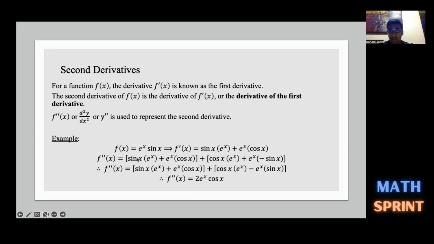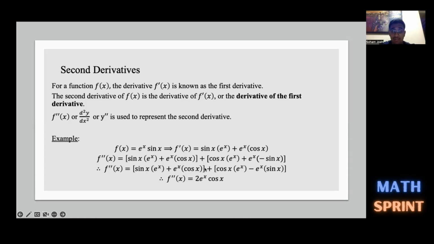So if we were just to find the derivative functions of g of x and h of x, we get f double dash of x is equal to g dash of x plus h dash of x. And we do the product rule on each of them, and we eventually get f double dash of x is equal to essentially e to the power of x sine x plus e to the power of x cos x, plus e to the power of x cos x minus e to the power of x sine x.